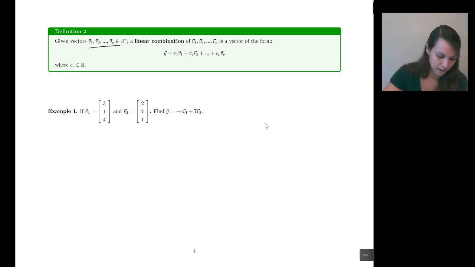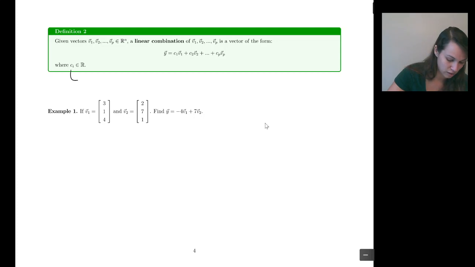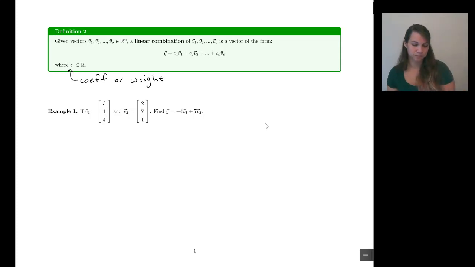You've got your vectors, and all you're going to do is multiply them by a constant C1, C2, all the way up to CP, depending on how many vectors you have, which is P many in this case. And then you add them all together. That is the only thing you're allowed to do with them. No multiplying V times V, no exponents, same thing as equations, just constants. And then just a quick note, CI can be called a coefficient, or we can call it a weight. It goes by either name.